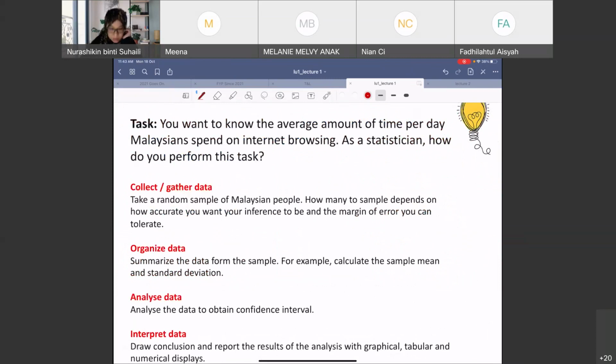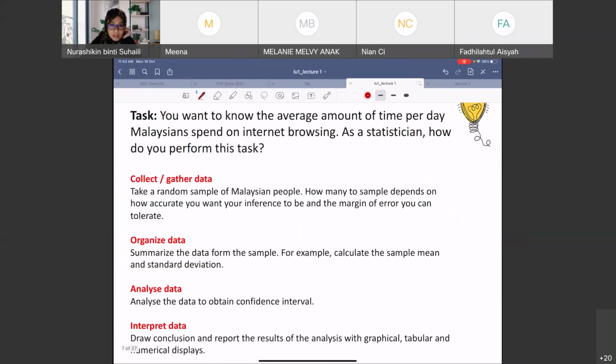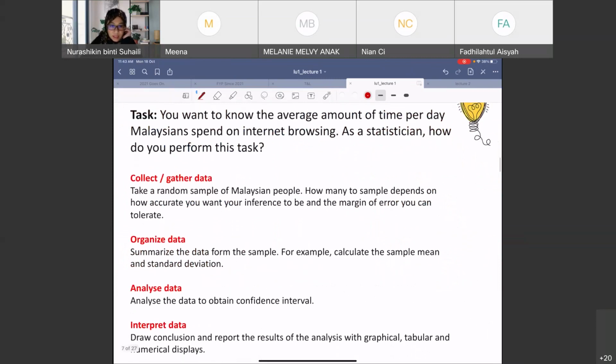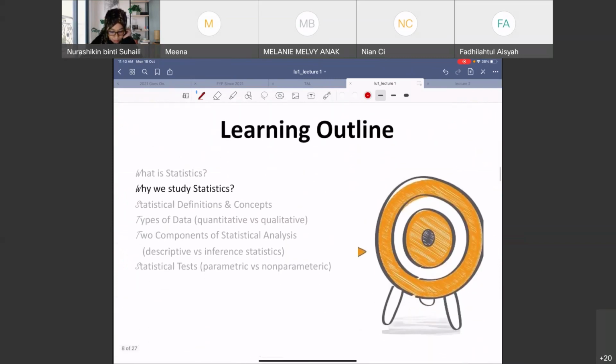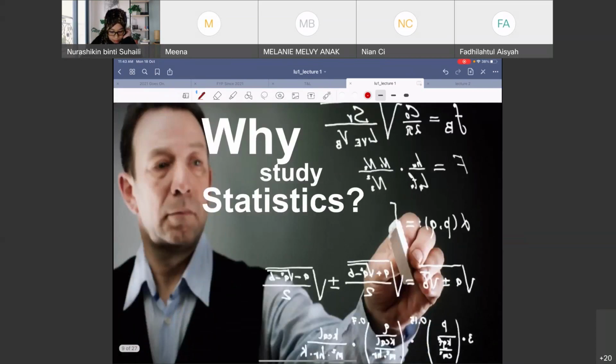I think I've gone through all these steps just now. This is just a different example. Collect, organization, analysis, interpret. So just keep that. Okay, why do we study statistics?